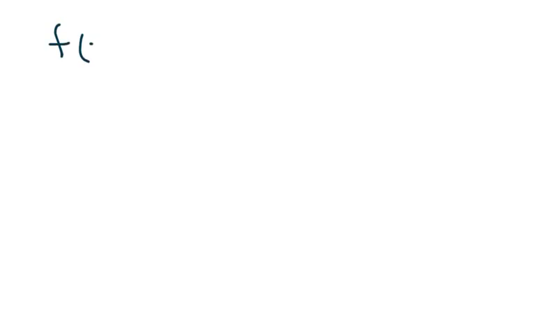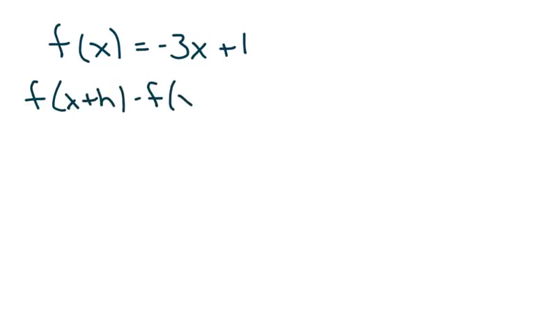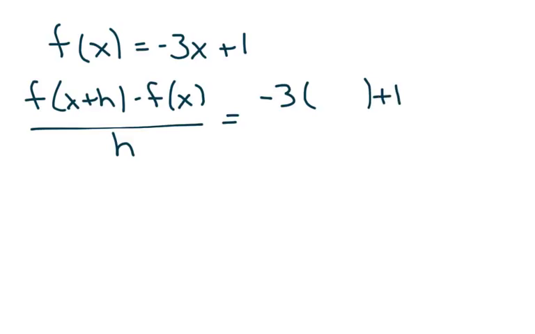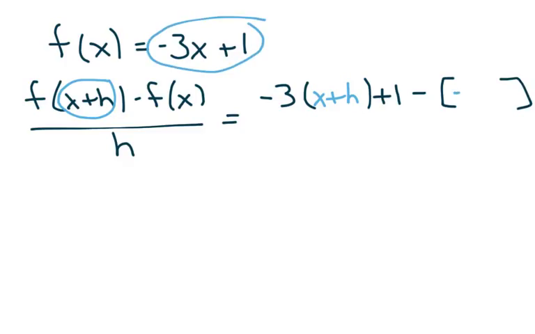Alright, I'll start down lower. F of x equals negative 3x plus 1. So our difference quotient is f of x plus h minus f of x over h equals, and I'm going to input everywhere there's an x here, I'm going to put the x plus h. So there's the x plus h. And then minus our function. And our whole function is here. So that's negative, excuse me, 3x plus 1 all over h.